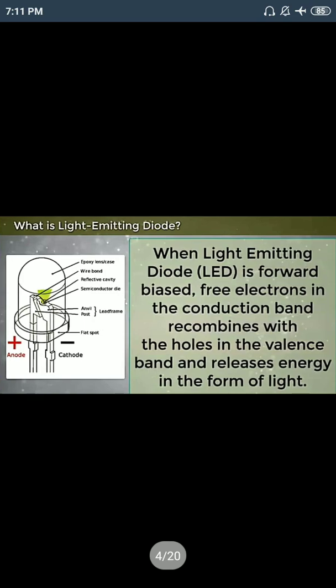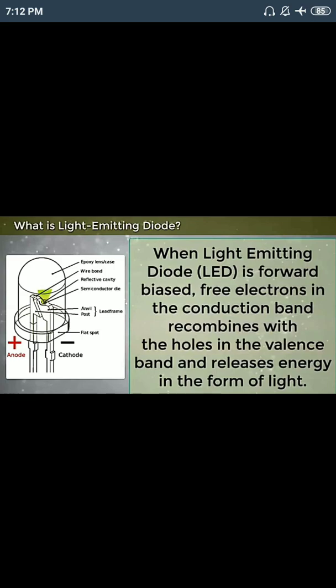So what happens when the light emitting diode is forward biased: the free electrons in the conduction band recombine with the holes in the valence band and release energy in the form of light. How we get the light, we will also discuss later. But why do we get the light? Because in our energy band diagram we see that there are two types of band, one is the valence band, another one is the conduction band. First of all, the electrons get a sufficient amount of energy to break the covalent bond and jump from the valence band to the conduction band.